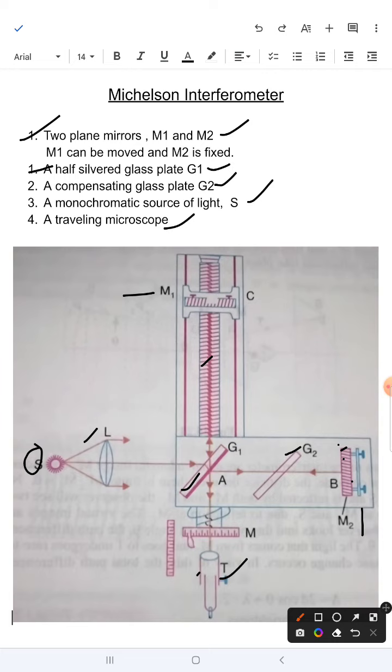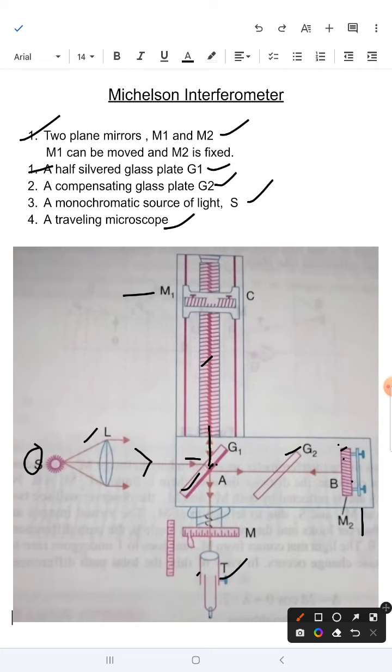So let us see the working of the Michelson interferometer. When the light coming from the source S passes through the collimator, a convex lens L, it is made into a narrow beam of light. This narrow beam travels towards the glass plate G1, strikes it and transmits into it. When this light strikes the half silvered surface of the glass plate, it splits into two parts.